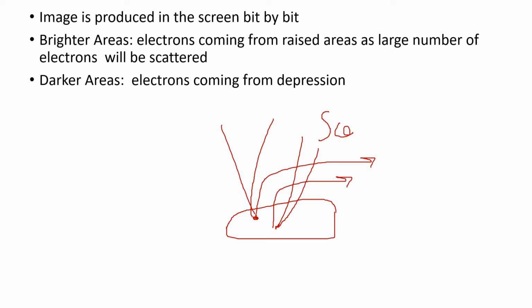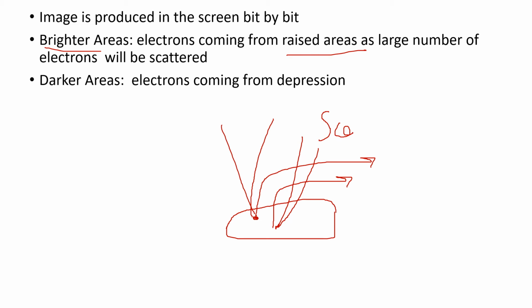Now, we are not using any light or something like that in a scanning microscope or in any electron microscope. So what images will appear brighter and what images will appear darker? Brighter images will be the raised areas.